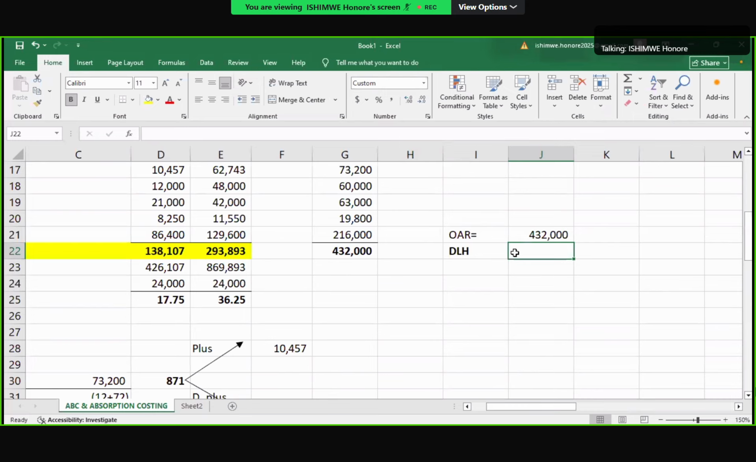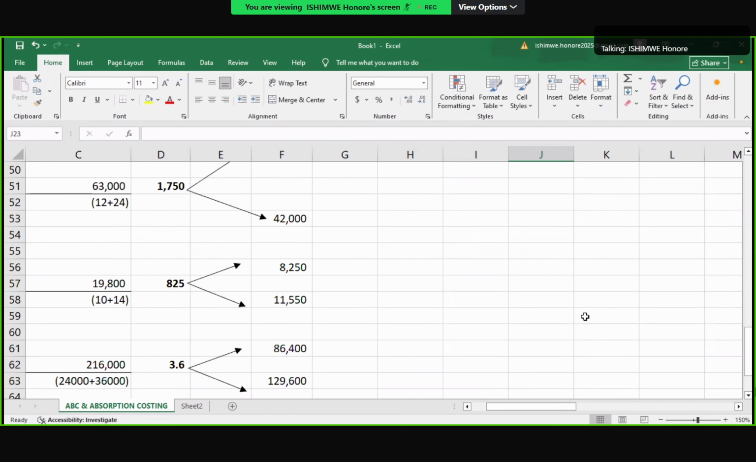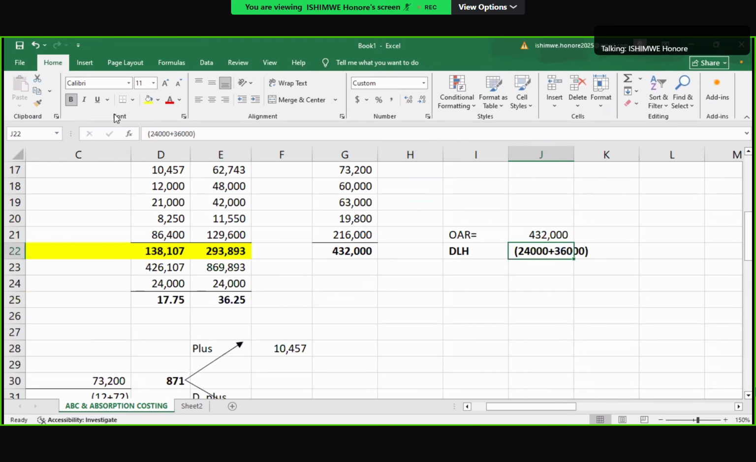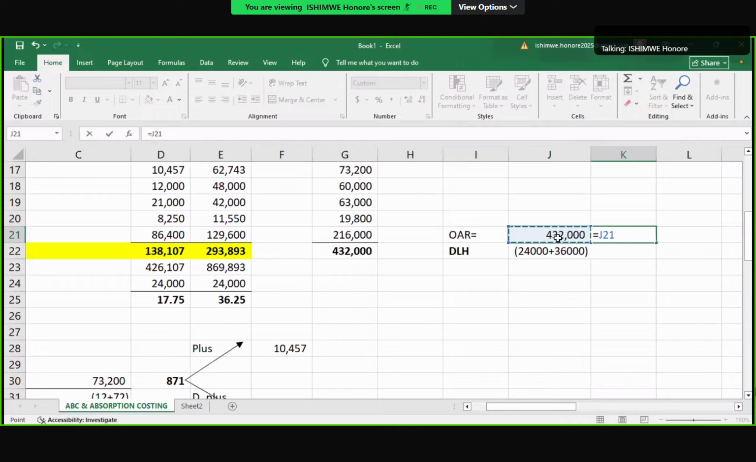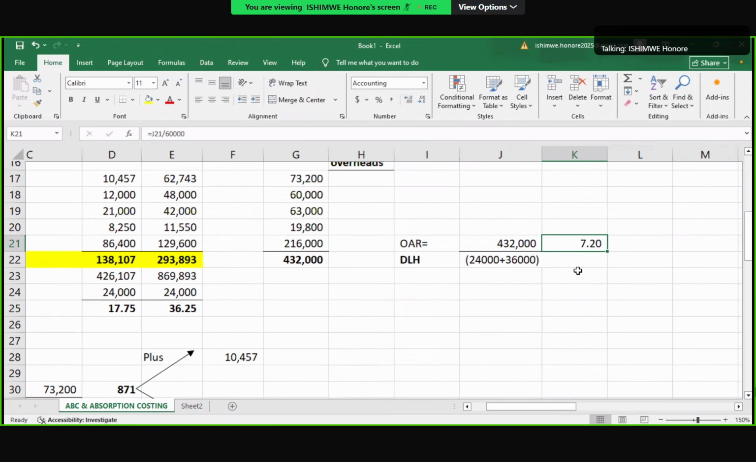Only those. So I have to choose 24,000 plus 36,000. So this gives me what? It gives me 60,000. So what I'm doing is taking this over 60,000. 60,000 is the summation of these. So it gives me 7.2. Let me use 2 decimals to be consistent.